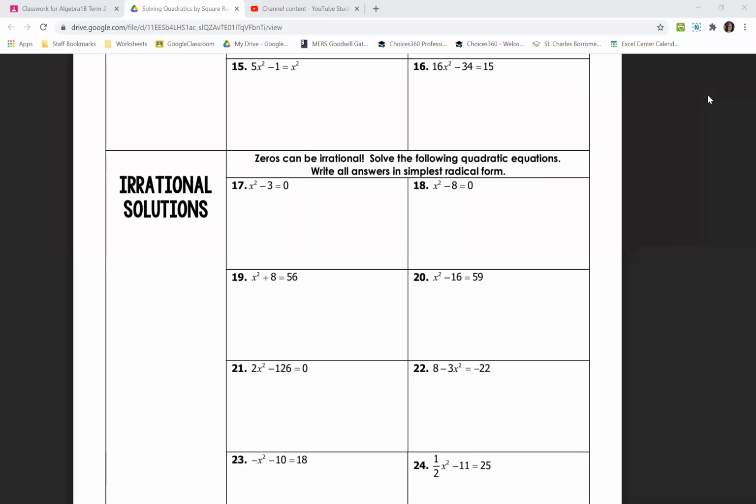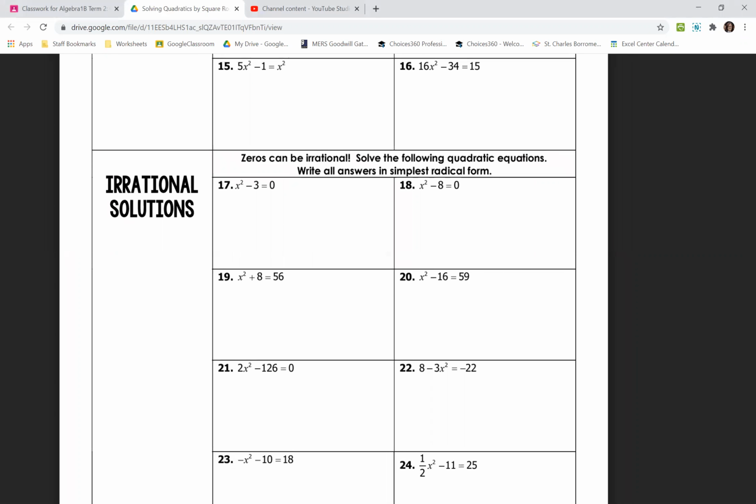Okay, so let's move on to the next one. I'm going to leave number 18 for you guys. And then I'm going to do number 19. So I'll subtract 8 from both sides. So I get x squared equals 48.